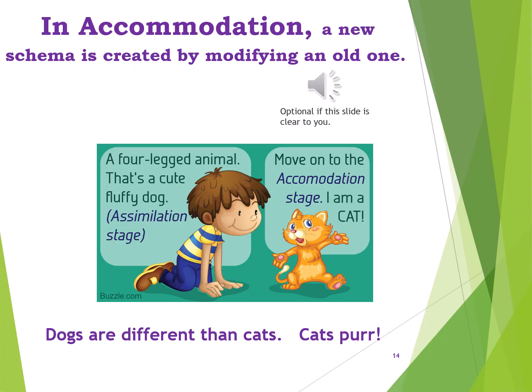So assimilation, just adding on information. Accommodation, modifying it. So the boy at first wants to just say that that's a fluffy dog. He's trying to assimilate it. But if he listens, the kitty will convince him perhaps that he's a cat, and he will have to change his schema for what a doggy is.